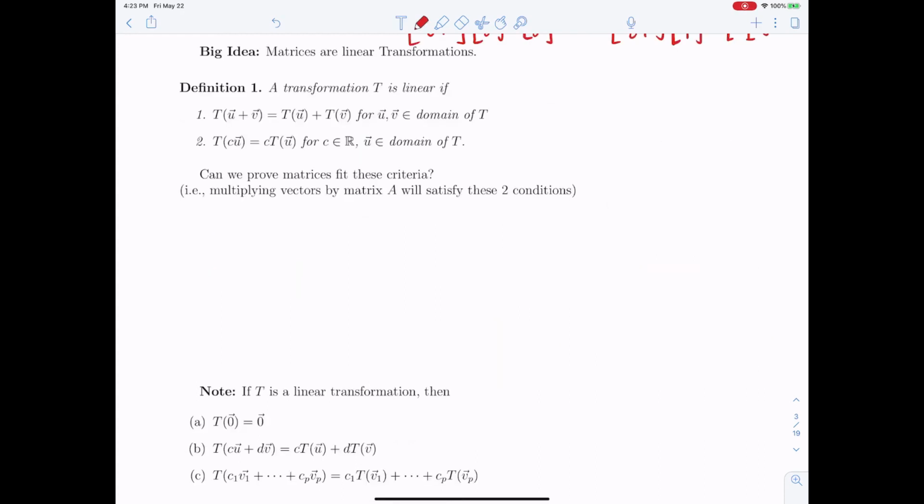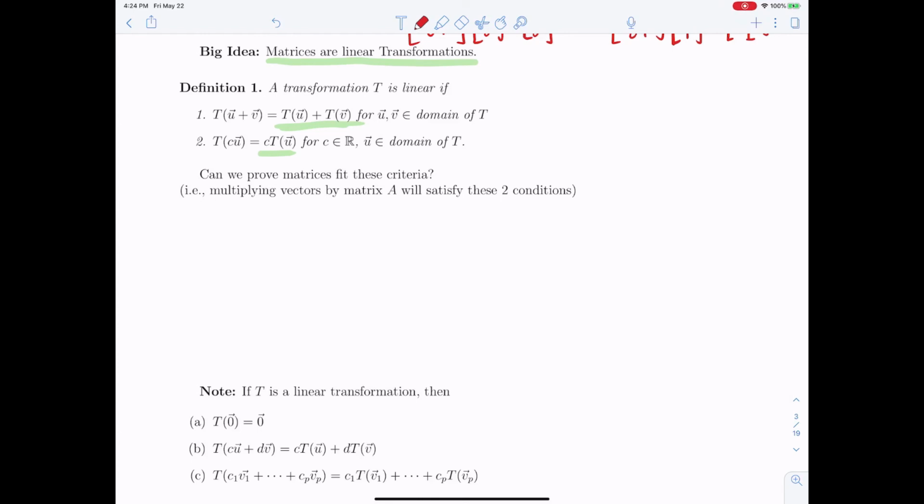So the big idea for this section is that matrices are linear transformations. What it means for a transformation T to be linear is that, first of all, we should be able to split the addition in this way. And second, we should be able to factor out the scalars. And we can certainly tell that matrices fit these two criteria. So you may want to pause the video and give it a try by yourself before I give you the solution.